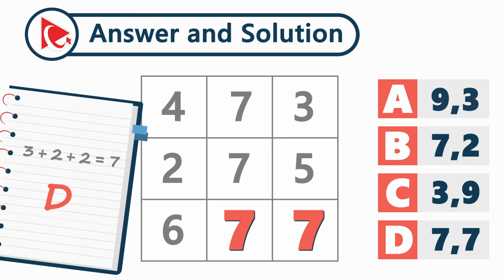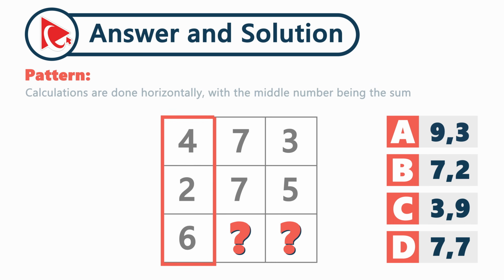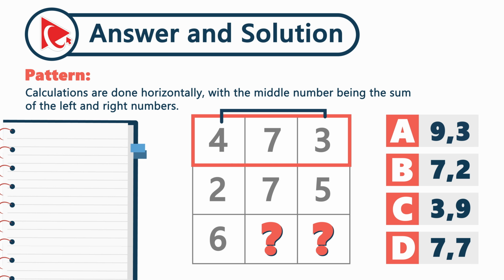7 and 7. Well, it's all good, but the only challenge was that the first column doesn't match this pattern. So what do we do? We think out of the box. And if you try to do that, you might notice that calculations here are done horizontally, with the middle number being the sum of the left and right numbers. Let's look at the example.